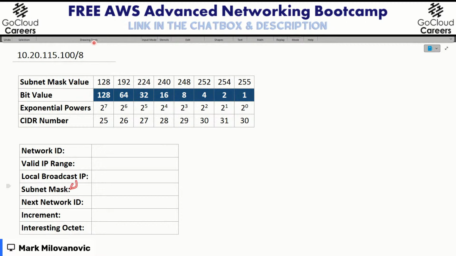Then we also have the prefix length, or as I've written down here, the subnet mask. We want to figure out what that value is and how we derive it. Then, to help keep us organized, we're going to look at the next network, the one that might not belong to me, my increment, and I'll explain what that means. And finally, the real piece that helps us stay organized: the interesting octet, meaning where in this IP address we're going to perform our calculations.